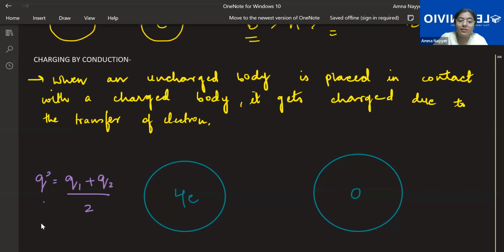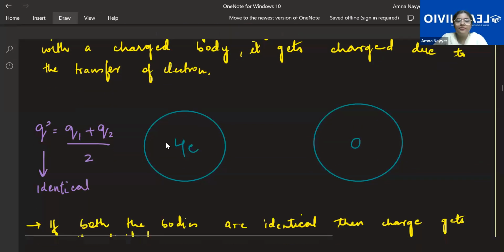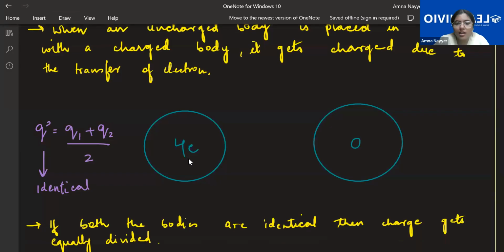But remember, this is only valid for identical objects. Identical means 2 cubes of the same side, 2 spheres of the same radii. Right? Do you get the identical object part? Now let's see this. If this is a body which has a charge 4e and this is a body which has a charge 0, basically this is chargeless, neutral.